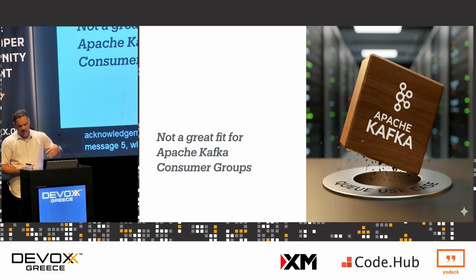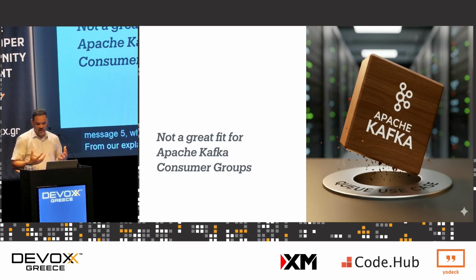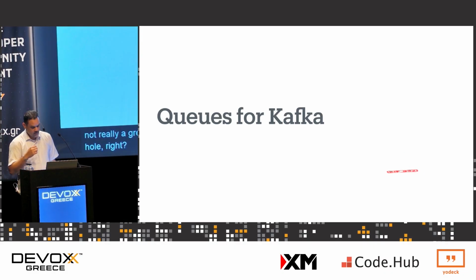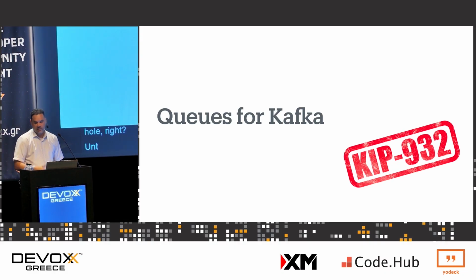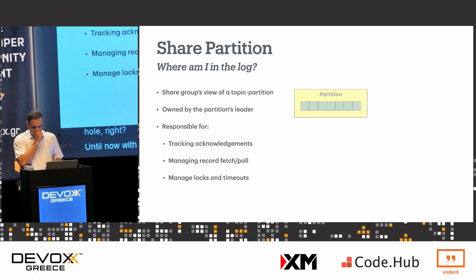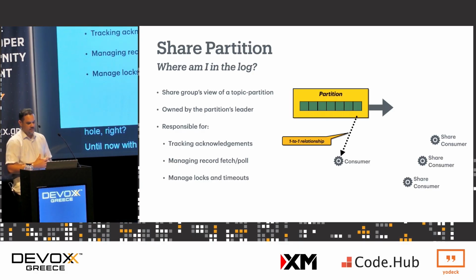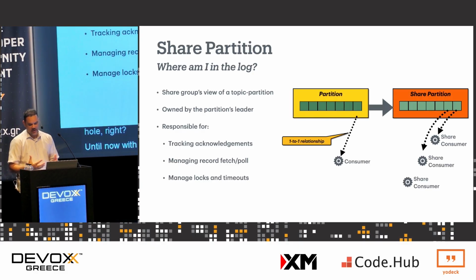And from our explanation of how Kafka consumers have worked previously, you can tell that's not really a great fit for Kafka before KIP 932. It's sort of been that square peg in the round hole, right? Until now, with queues for Kafka, or KIP 932, as the author created it. What is this paradigm, and how do we get here?